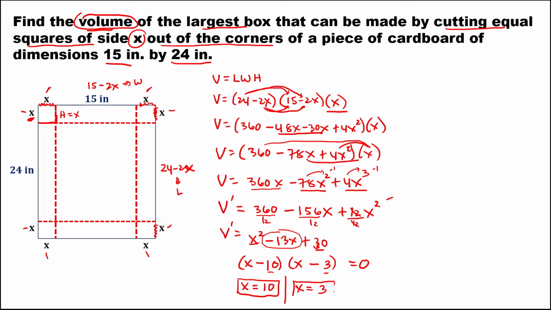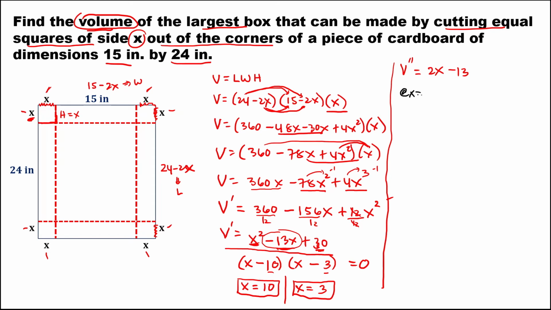x equals positive 3. Then to find out the exact value for x, using the second derivative test, we just need to find the second derivative, the derivative of the first derivative. The derivative of x squared is 2x. Then the derivative of negative 13x is negative 13. And the derivative of a constant is 0. So the second derivative is 2x minus 13.